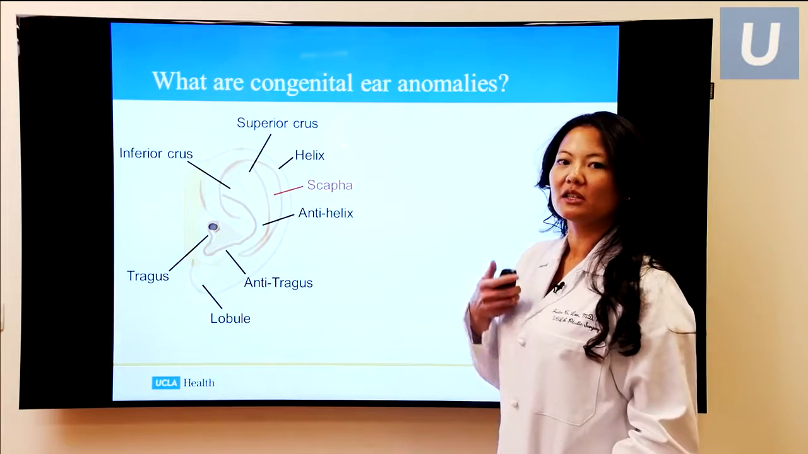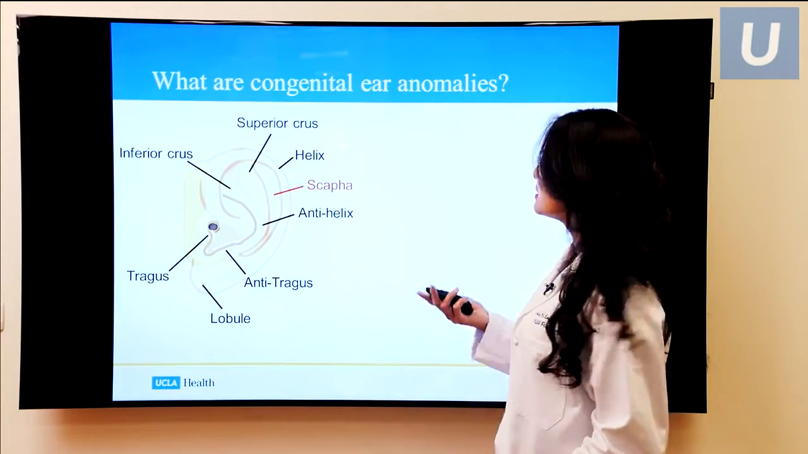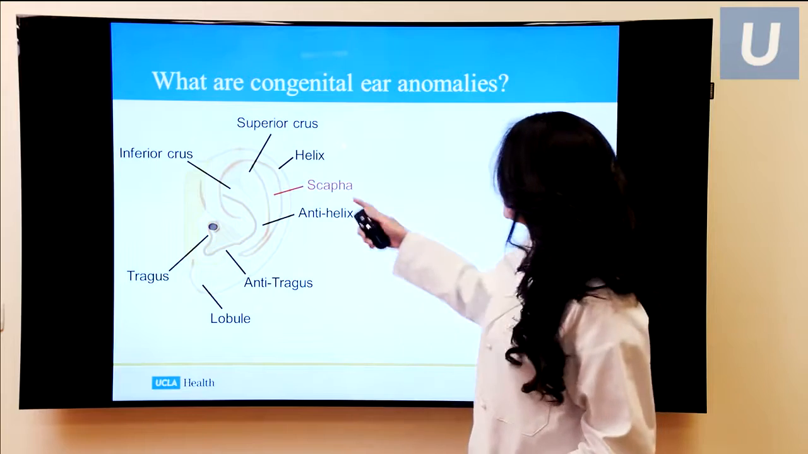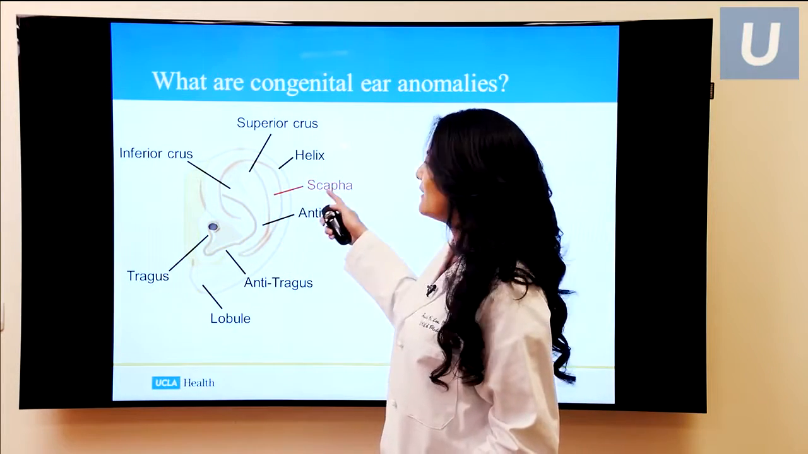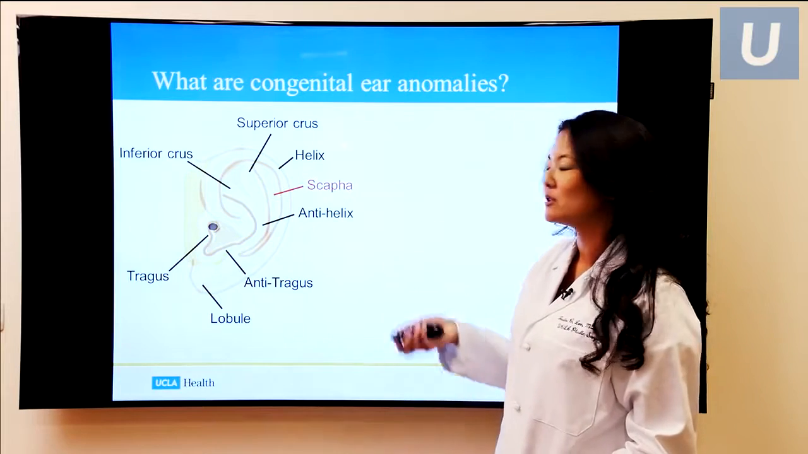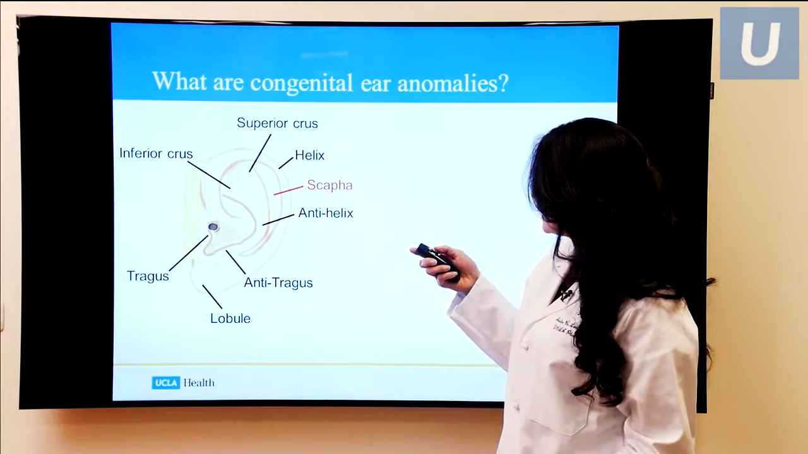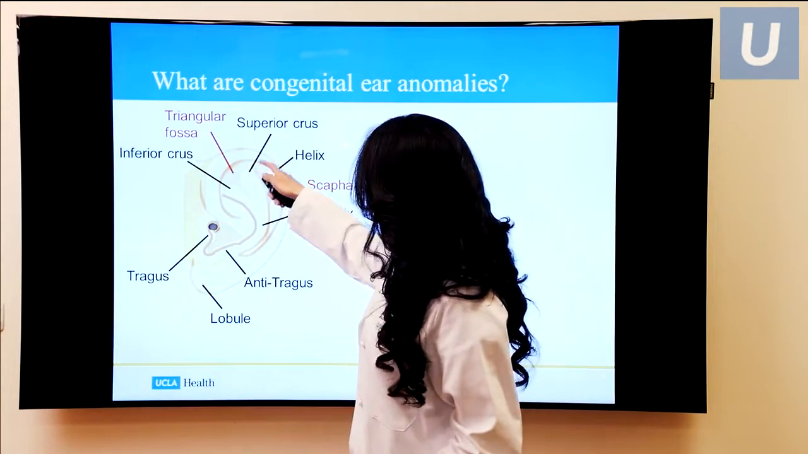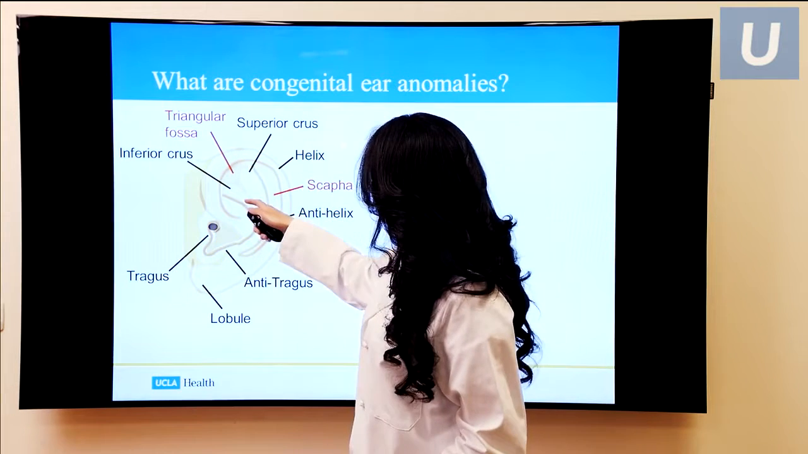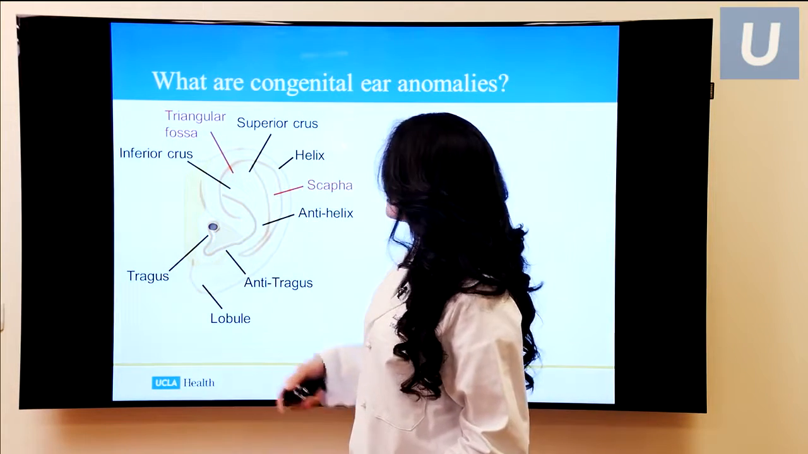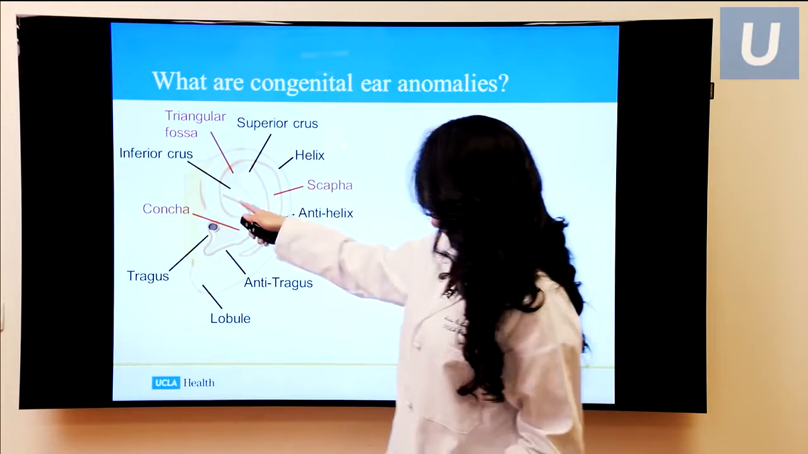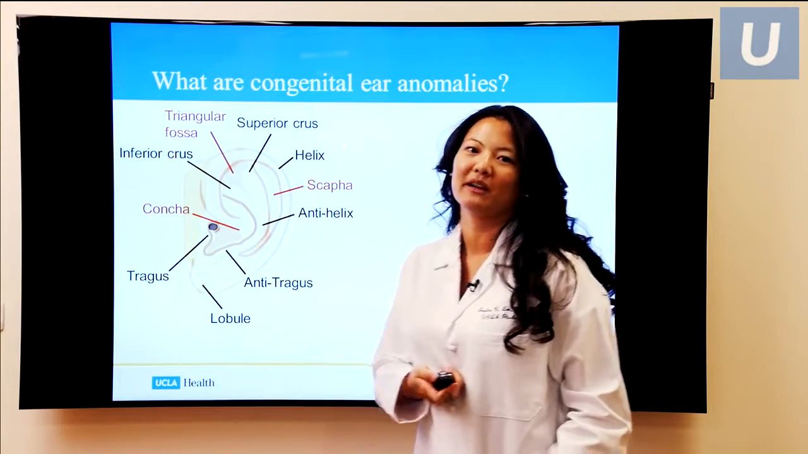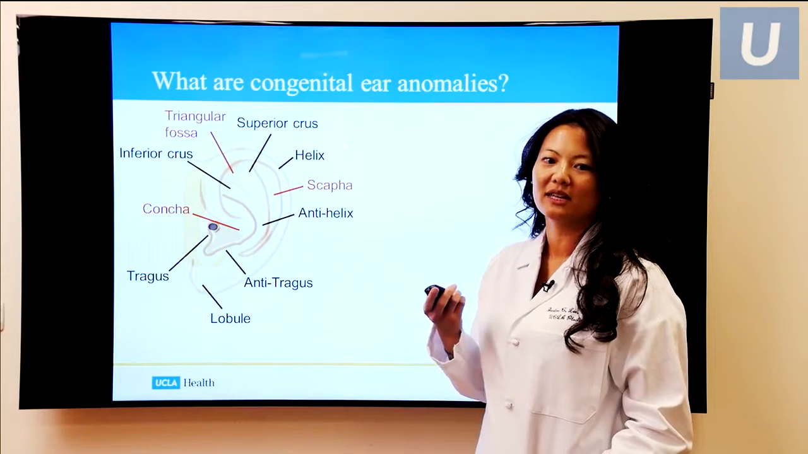Now, in addition to the convexities, there are also concavities of the ear. This concavity between the helical rim and the antihelix is called the scapha, so it's like a little groove in between the two convexities. Here, in between the superior crus and the inferior crus is another depression or concavity called the triangular fossa. And lastly, the concha here. This is a big concavity where everyone wears their earbuds or hearing aids.